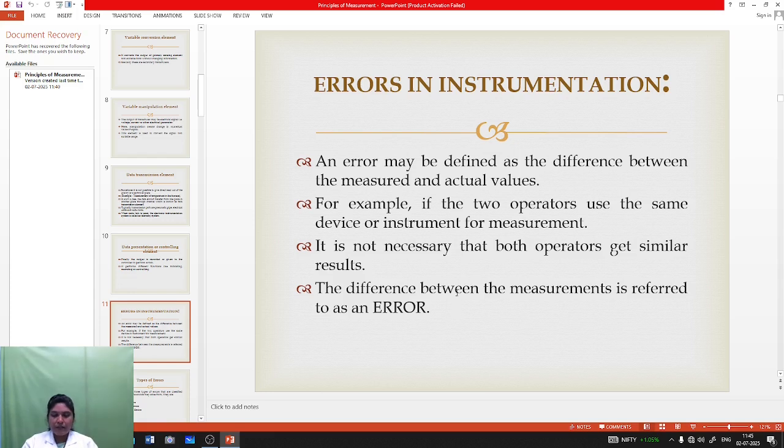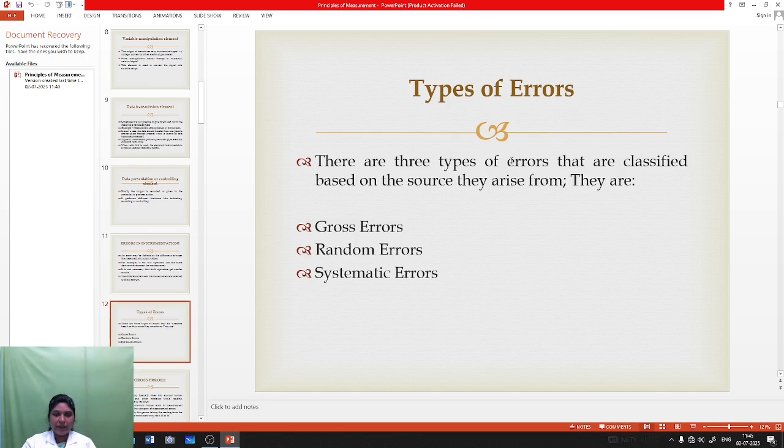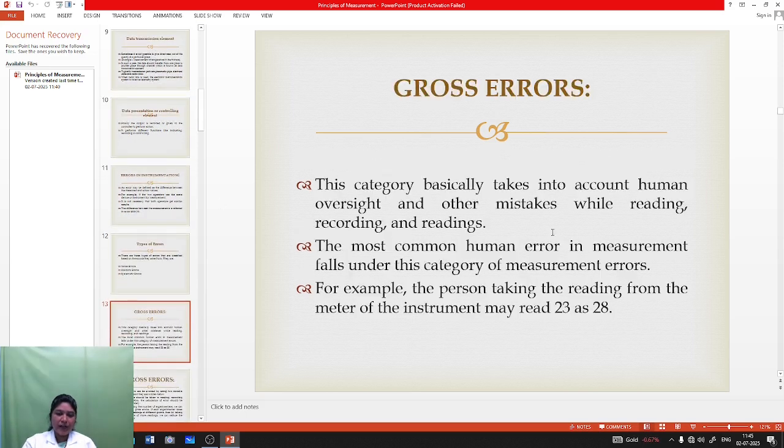So how can we define this error? It has three types, which come under three categories. One is gross error, next is random error, and next is systematic error. So what is gross error?